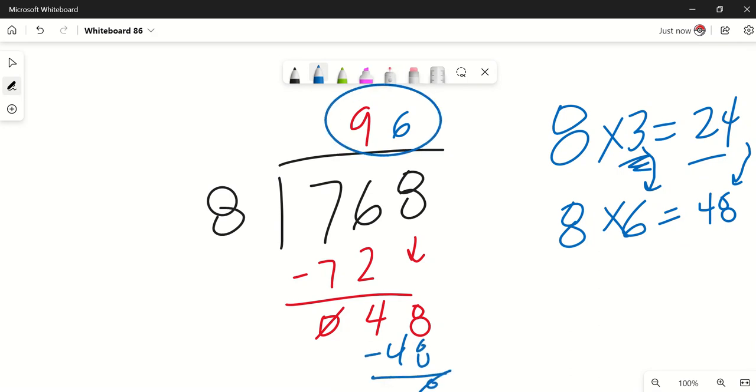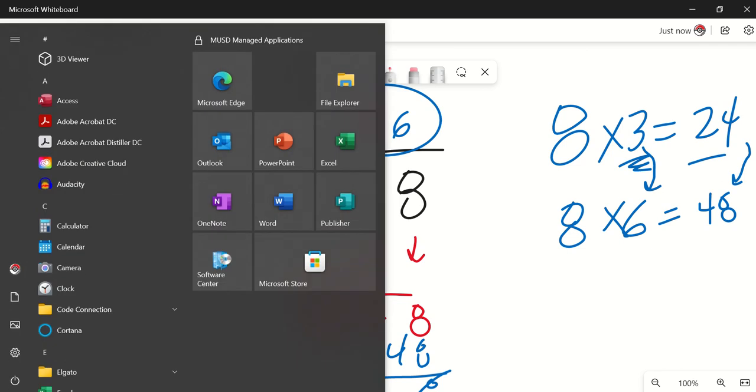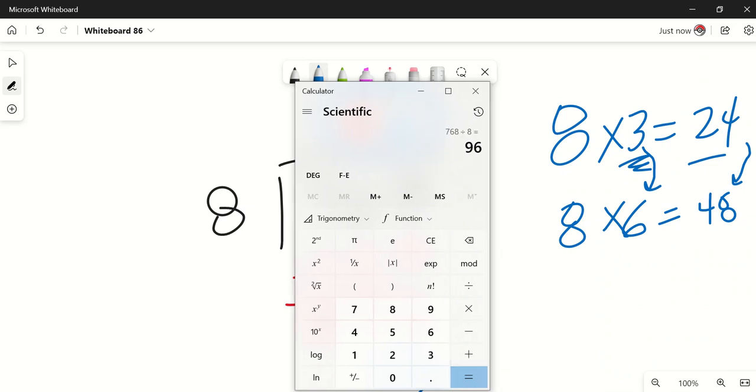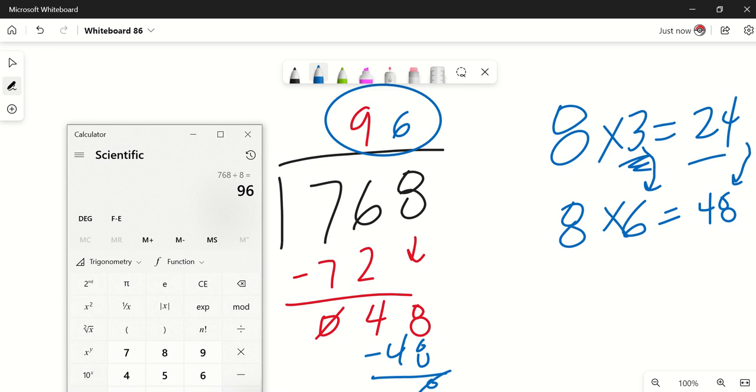My answer is 96. And as always, let's check. 768 divided by 8 should equal 96. And that's exactly what we got.